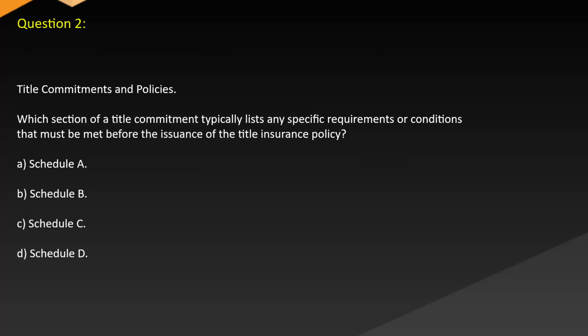Question 2. Title commitments and policies. Which section of a title commitment typically lists any specific requirements or conditions that must be met before the issuance of the title insurance policy? A. Schedule A. B. Schedule B. C. Schedule C. D. Schedule D.